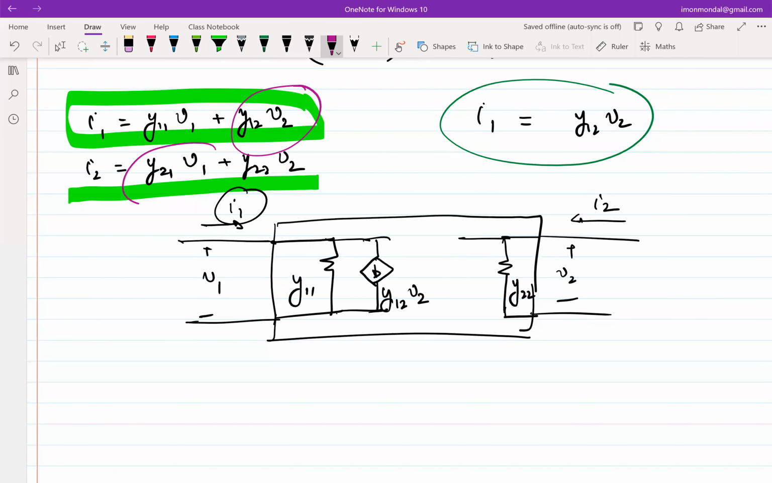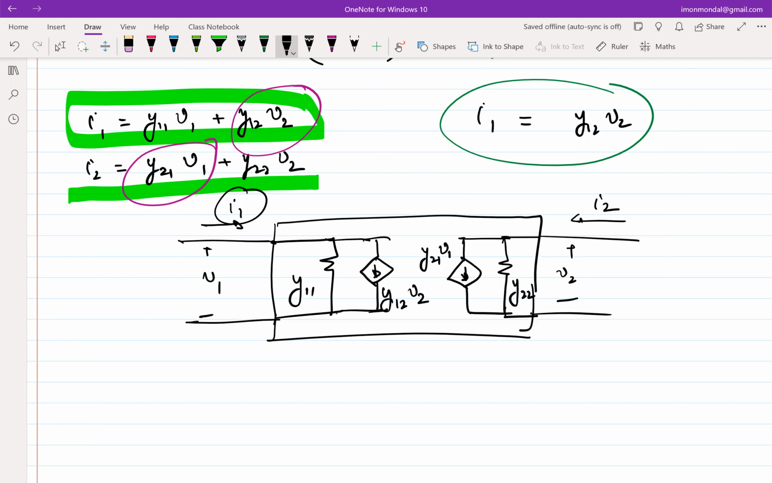Similarly, if I move our attention to this term, just like in case of port 1, it seems like I am influencing the current at port 2 with the voltage at port 1, right? And how am I influencing? I'm influencing in a proportionate manner. And this is essentially a voltage controlled current source with proportionality factor Y21. Make sense? Okay, so the last one is the Y21 part.